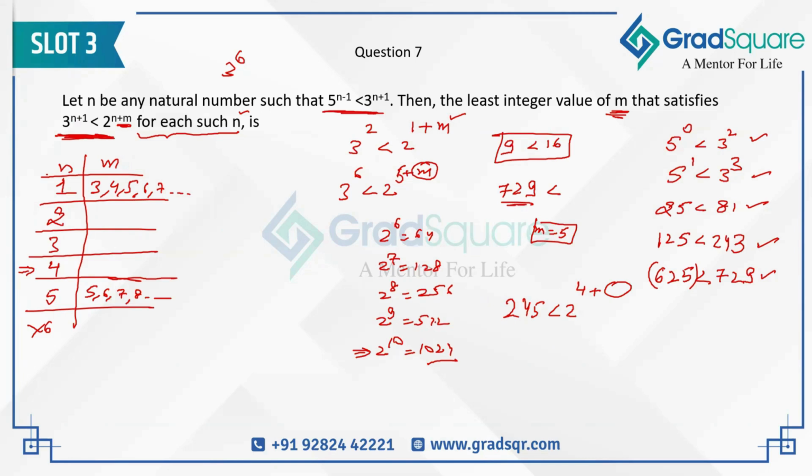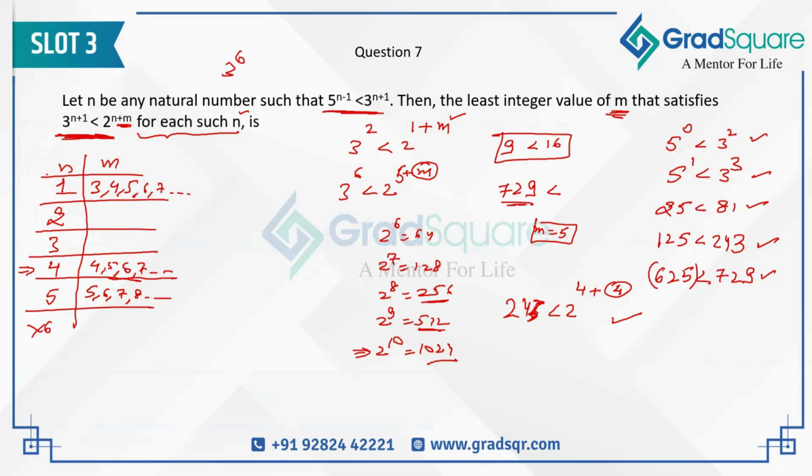Now if you look at 2 to the power of 9, that is going to be 512, and 2 to the power of 8 is going to be 256. So if it is 2 to the power of 8, it is going to be greater. This is 243. Now if it is 243 and you take the value of m as 4 over here, it will become 2 to the power of 8, and this inequality will get satisfied. So any value of m, 4 or greater than 4, is going to satisfy all of these values.